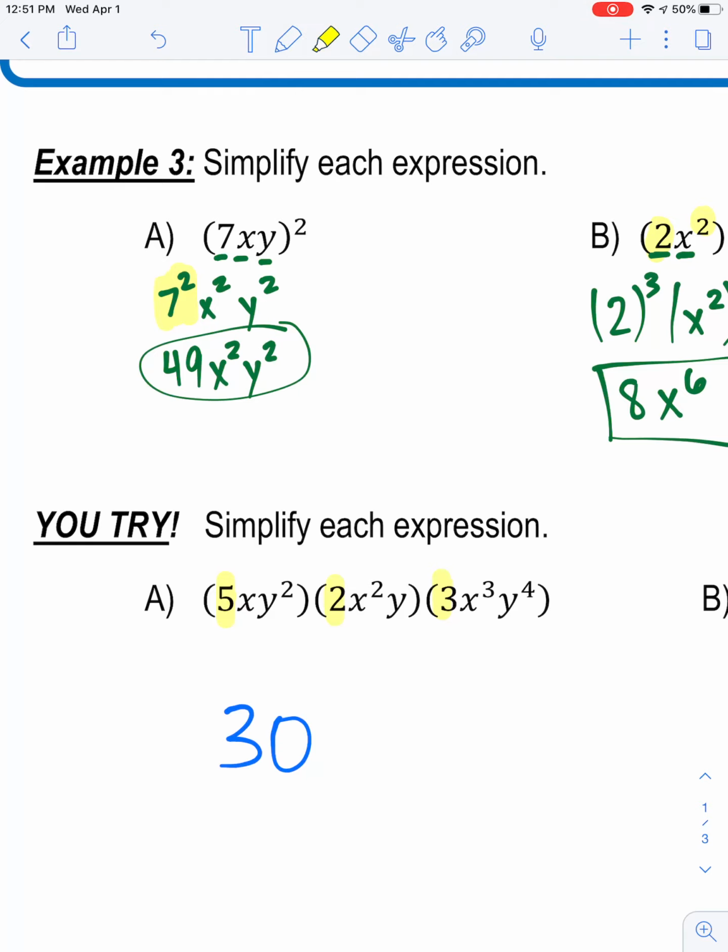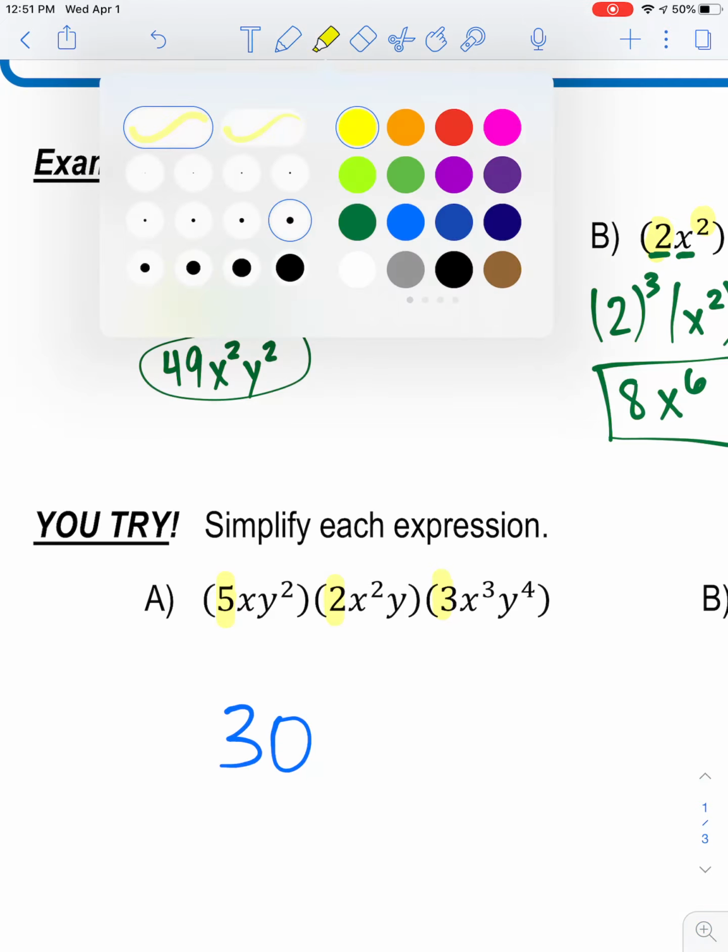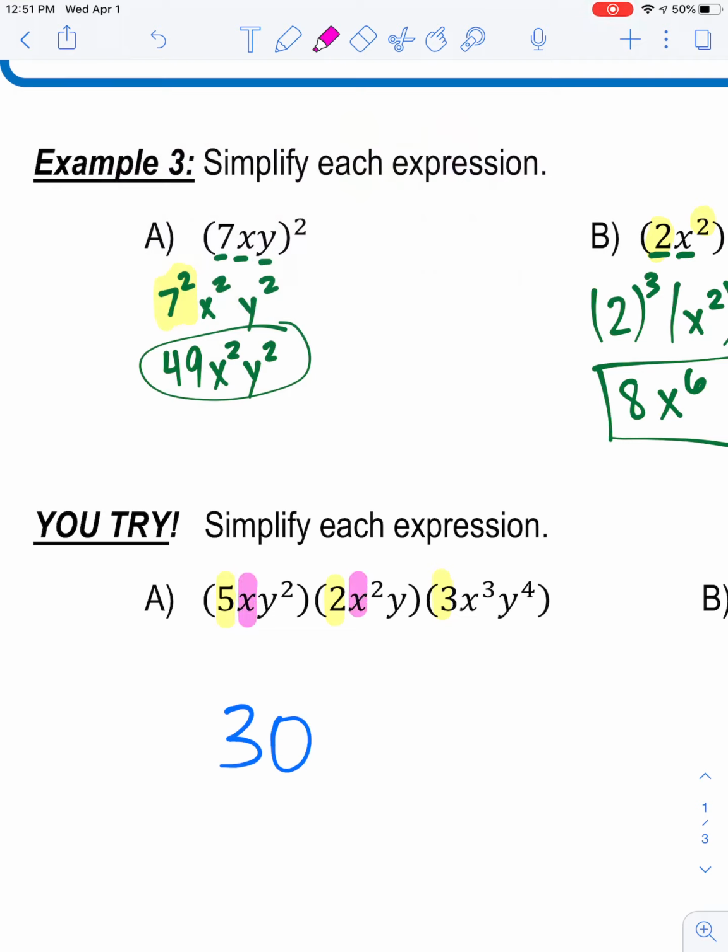And then if we look at the x's next, which I'll highlight with pink, we want to multiply, and I'll highlight maybe the entire power, like this. We want to multiply x to the first times x to the second times x to the third. So when I add 1 plus 2 plus 3, that's x to the 6th power. And then finally I'm left with the y's. 2 plus 1 plus 4 is a 7. So my final answer is 30, x to the 6th, y to the 7th.